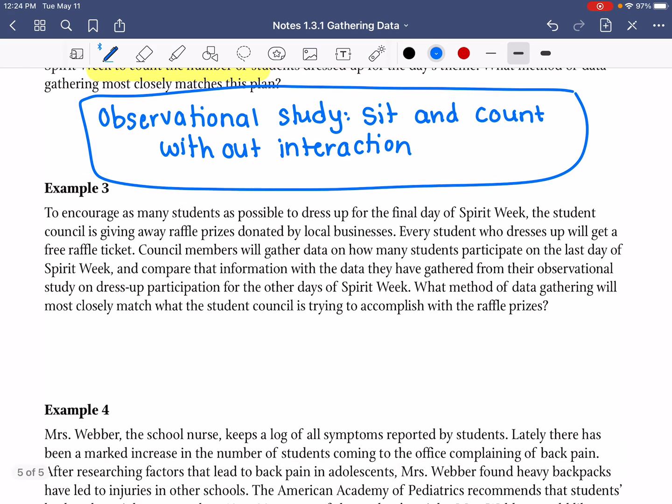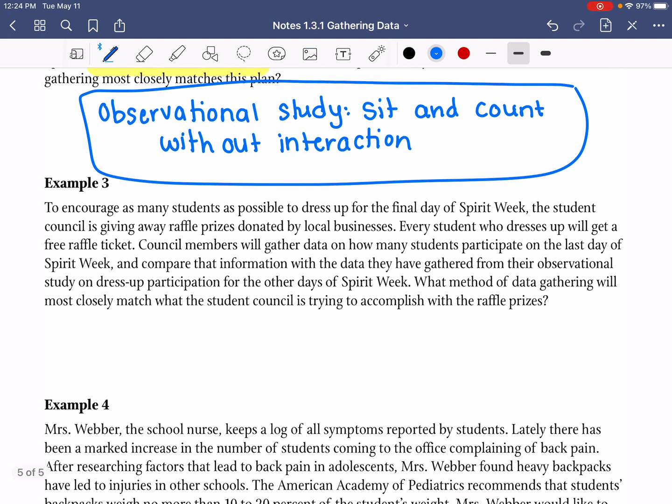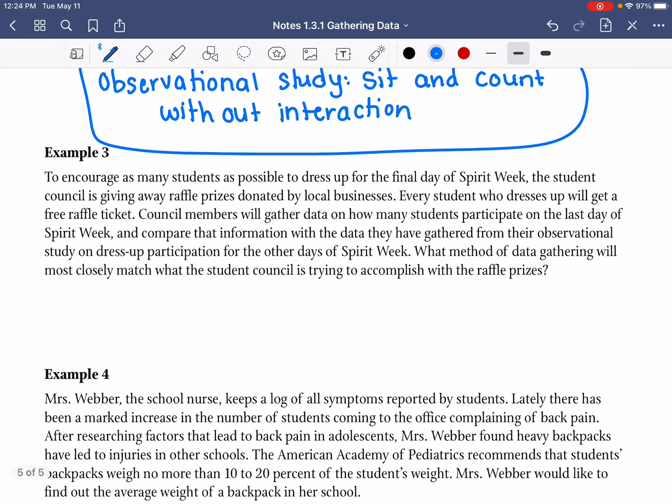All right, example 3. It says, to encourage as many students as possible to dress up for the final day of Spirit Week, the student council is giving away raffle prizes donated by local businesses. Every student who dresses up gets a free raffle ticket. Council members will gather data on how many students participate in the last day of Spirit Week and compare that information with the data they gathered from their observational study on dress up participation for the other days of Spirit Week. What method of data gathering will most closely match what the student council is trying to accomplish with the raffle prizes?